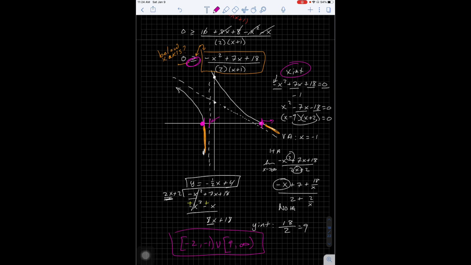Now, I don't care if you use a calculator to help you graph this, but if on a test I ask you to show your work for your asymptotes and your x-intercepts, you need to be able to show me this work here and use your graphing calculator to check yourself. All right, let's try a polynomial.